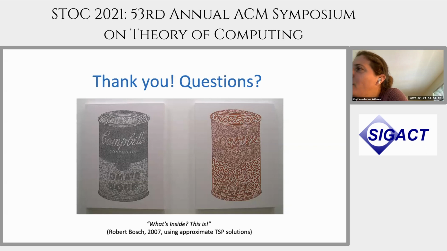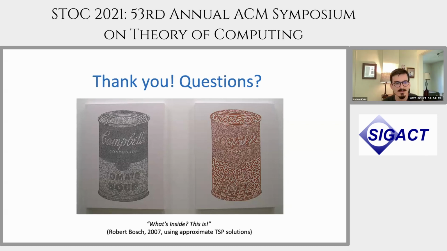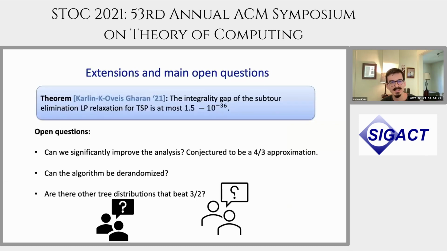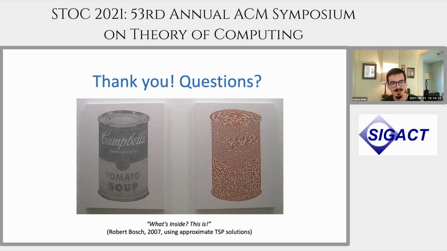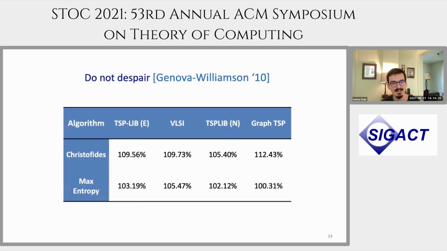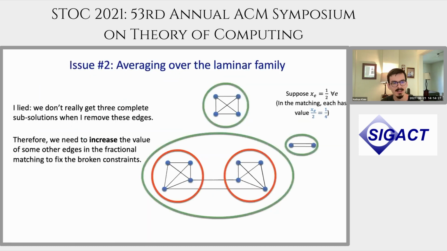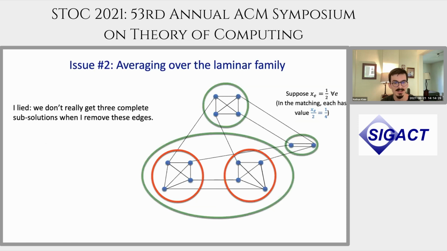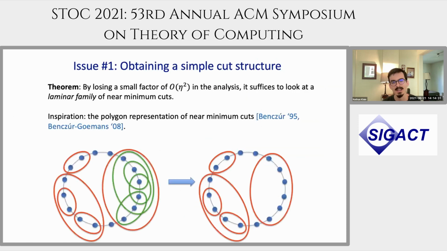So there's a question: how complicated is the process of reducing to a laminar family of cuts? Yeah, so it's not too bad. And one of the nice things is that it doesn't use these max entropy trees. It's valid for any algorithm that samples a spanning tree from the LP solution. So it's very combinatorial.